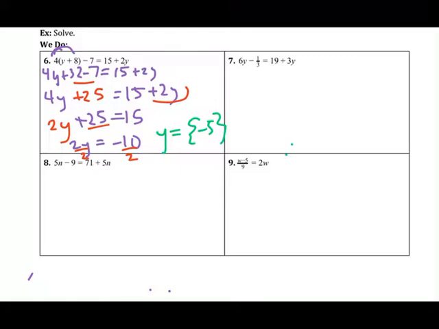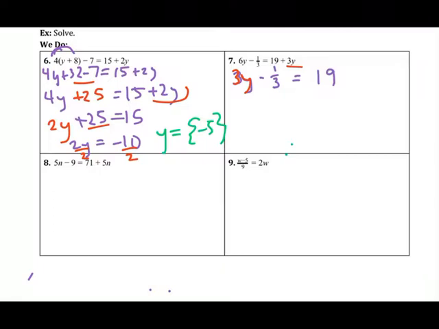I know that number 7 is automatically scary because it has a fraction, and that just in general freaks a lot of people out. And I hope by the end of the year that when you see fractions, they don't freak you out, because I love fractions. But ignoring the fraction temporarily, the first thing I want to do is get all my y's on the same side. So I'm going to subtract 3y on both sides. If I subtract 3y from 6y, I get 3y. So 3y minus 1/3, I want that to be a different color, that's the thing that we changed, is equal to 19.